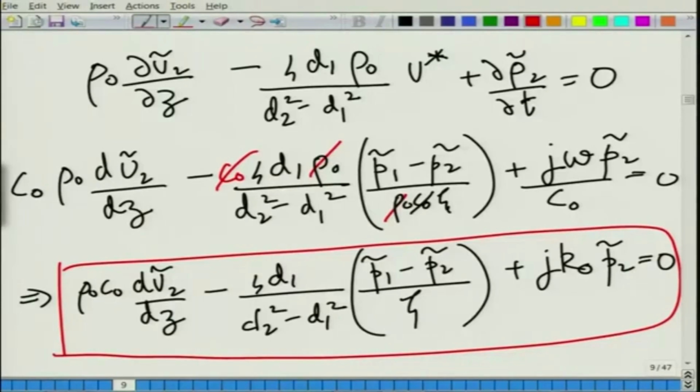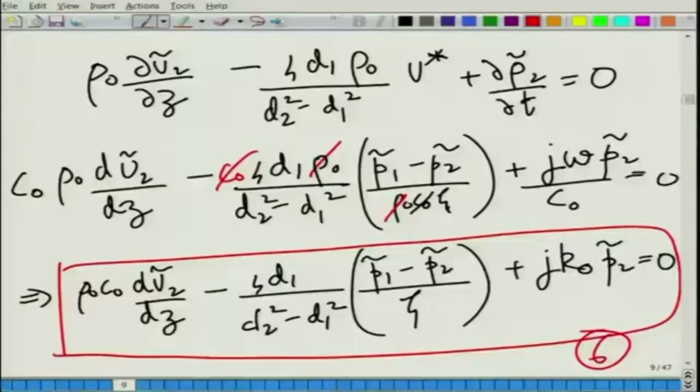So, we get this equation, and let me number this as equation number 6. It is clearly an ODE, and we have basically 4 variables: P1 tilde, P2 tilde, U1 tilde, U2 tilde. We have managed to successfully eliminate U star, the coupling radial acoustic velocity that goes out of the perforate. Because of that we now have these equations here.